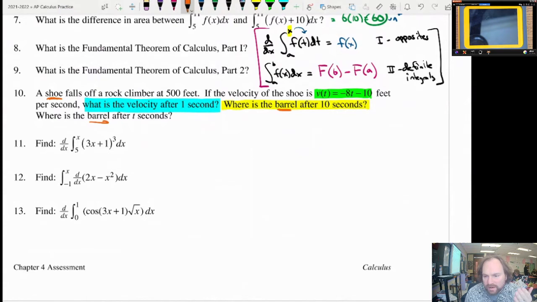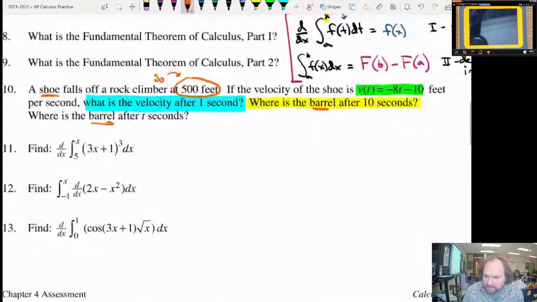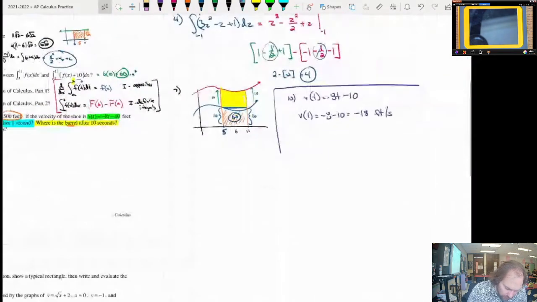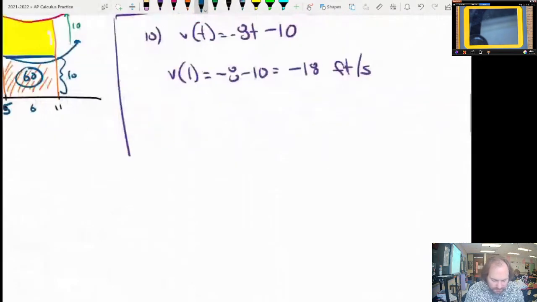As far as where it is after 10 seconds, that's a trickier question to answer. We know that it originally started at 500 feet. I would call this S sub 0, in other words, the initial position. And we know what its velocity is, but what we want to do is add up those velocities over time to find the change in position. So this second question is going to be a lot trickier to answer. I'll set it up for you and then remind you how it's going to be done.